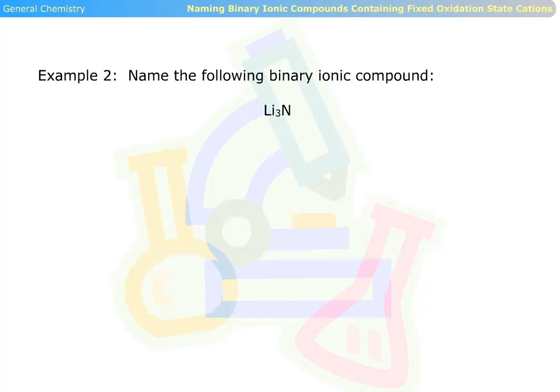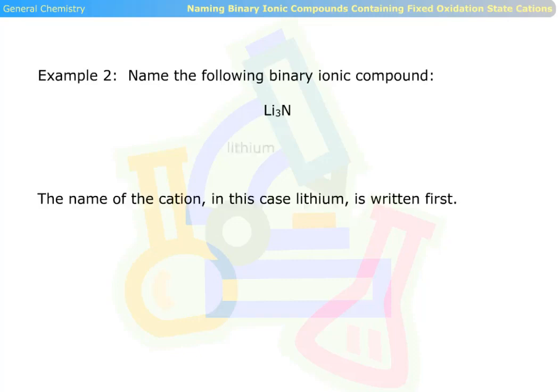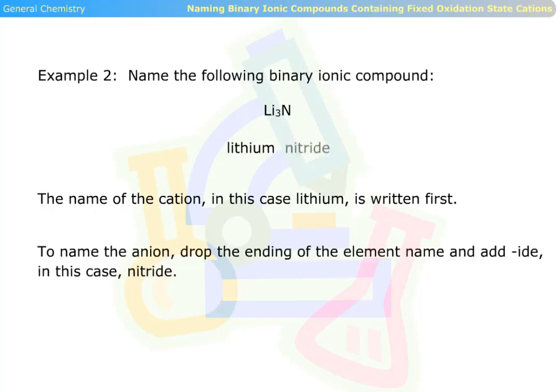Example 2. Name the following binary ionic compound. The name of the cation, in this case lithium, is written first. To name the anion, drop the ending of the element name and add "-ide", in this case nitride. The name is lithium nitride.